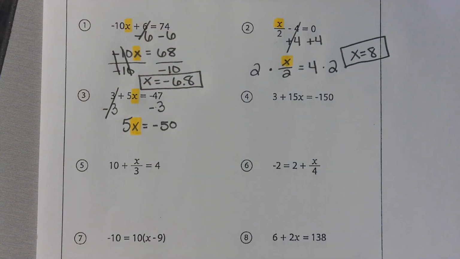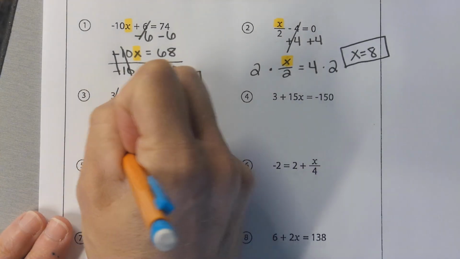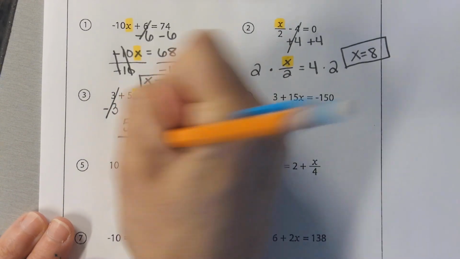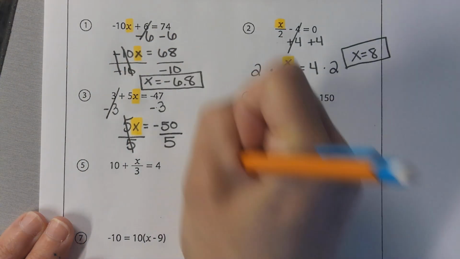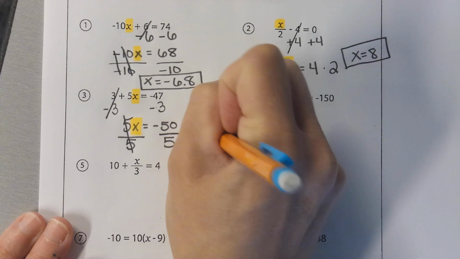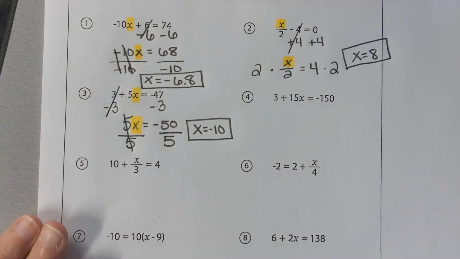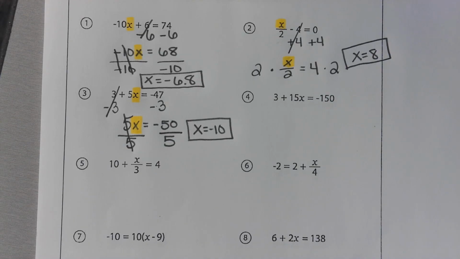I'm hearing negative 10 for a possible answer. What do we think? If we divide away the 5, do we agree with negative 10? Yes, I do too. Okay, so take it one step at a time. All right, the next one looks pretty similar to me.